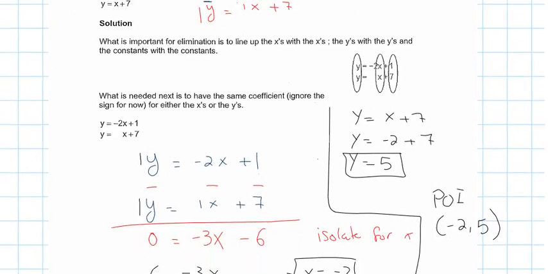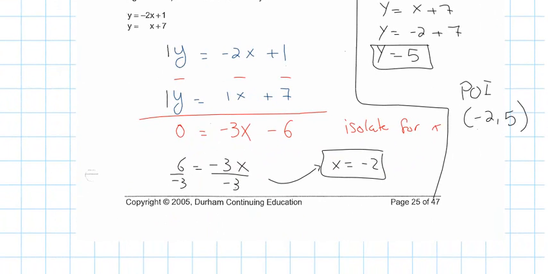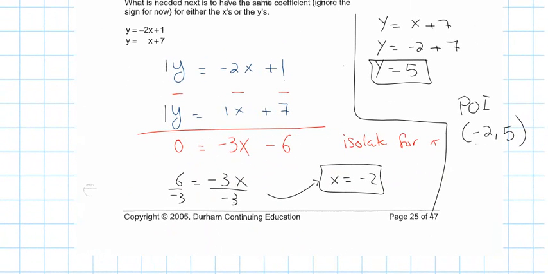Now, if you want to check your solution, what would you do? If the question asks you to check your solution, what would you do? Check means plug it in, plug the answer, the x and the y, in both equations. So plug 5 for y, negative 2 for x, and make sure that your left side is equal to the right side.